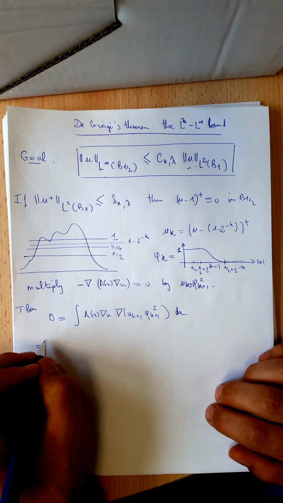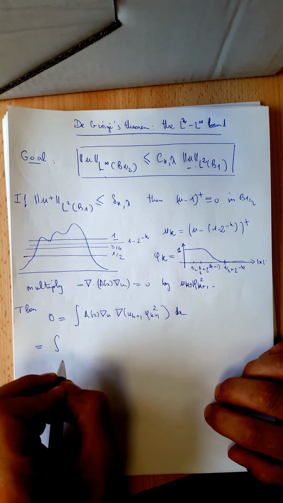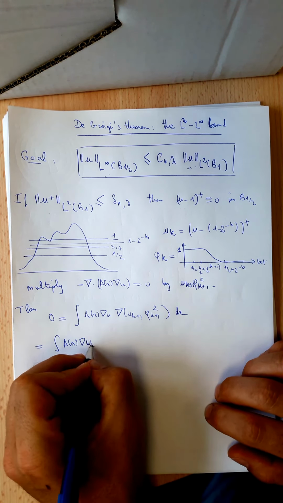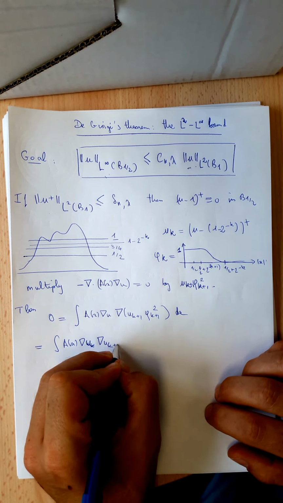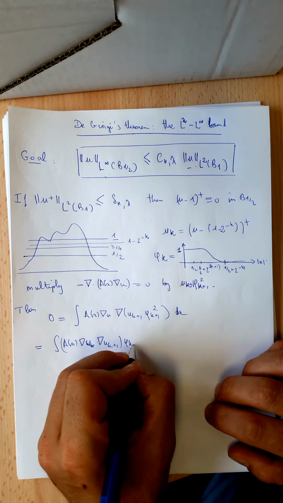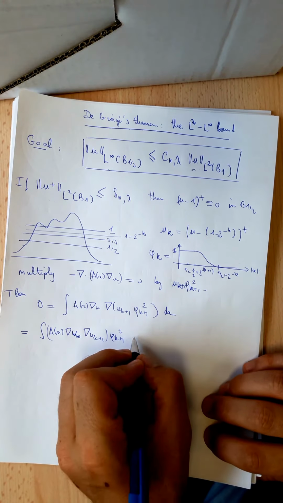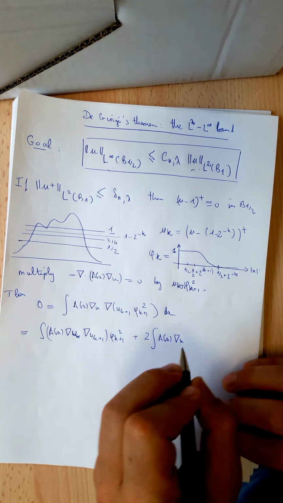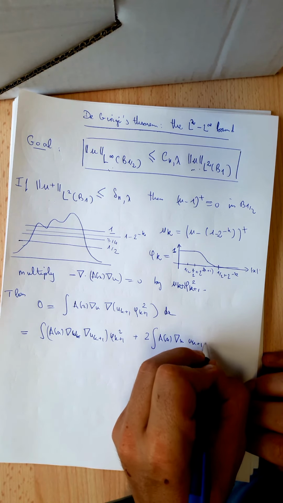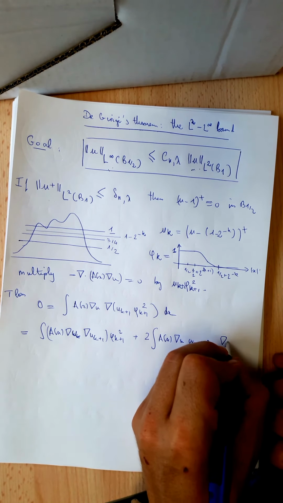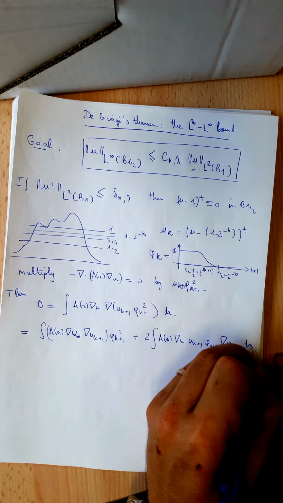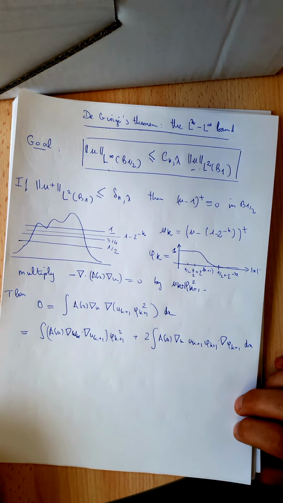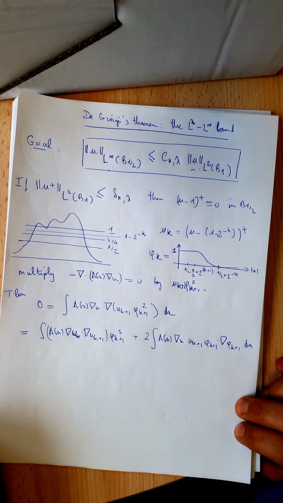Now we can expand this quantity. The first one is going to be the integral of A(x) gradient u times gradient of u_{k+1} times phi_{k+1} squared. That's the first term. And plus twice the integral of A(x) grad u times u_{k+1} phi_{k+1} times gradient of phi_{k+1} dx. There are dot products everywhere, as you imagine.